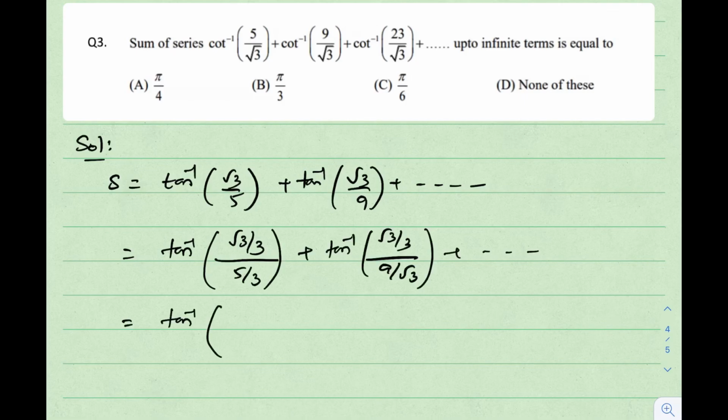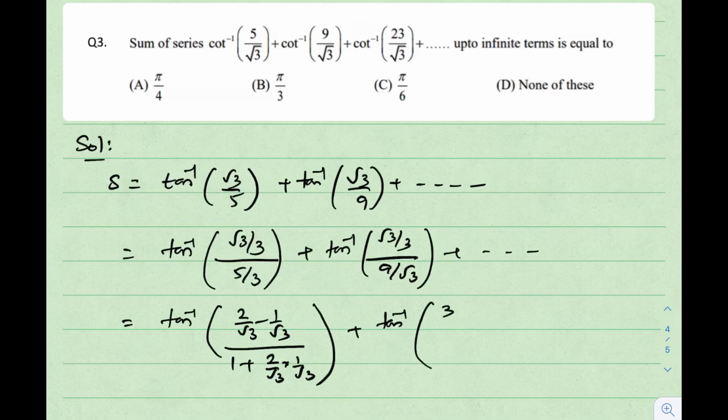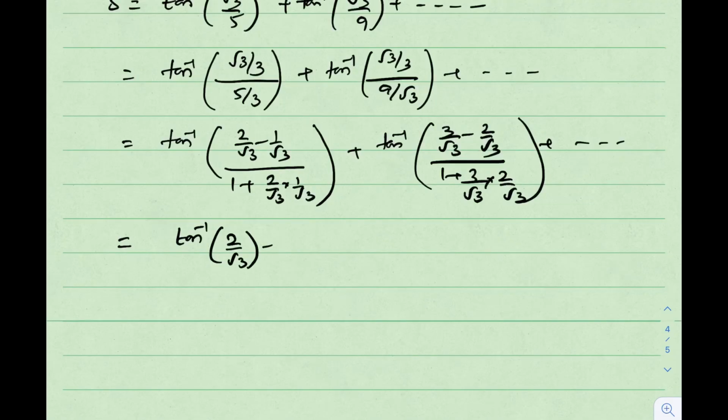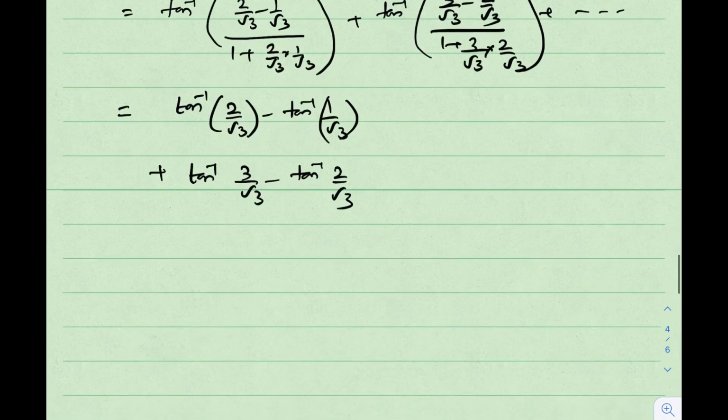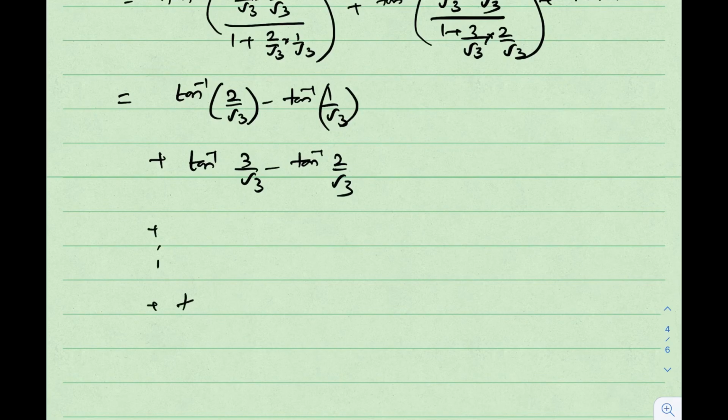Now if you notice, we can write this as 2 by root 3 minus 1 by root 3, and the denominator we can write as 1 plus 2 by root 3 into 1 by root 3. Similarly, we can break this in terms of 3 by root 3 minus 2 by root 3 divided by 1 plus 3 by root 3. This reduces to tan inverse 2 by root 3 minus tan inverse 1 by root 3. The second term reduces to tan inverse 3 by root 3 minus tan inverse 2 by root 3. Now we apply the method of difference to write all the terms.